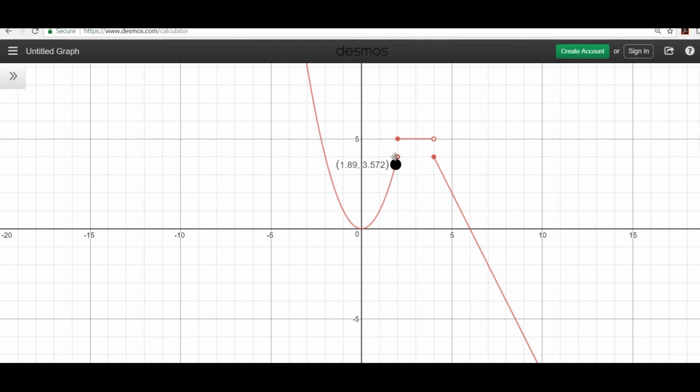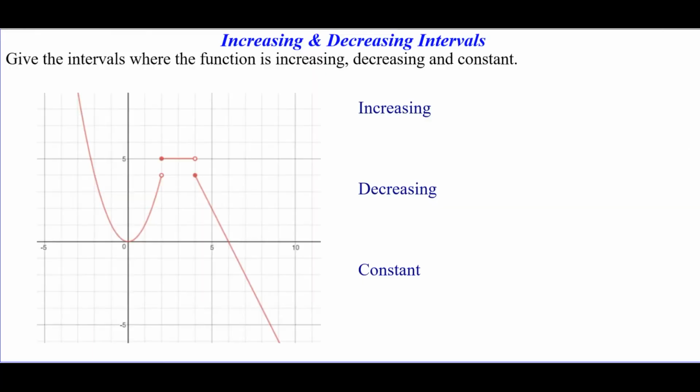And as we continue here, we're going to jump up to this next piece of this graph. And here my y value is staying constant at 5. So this is a constant region. And then as we keep going, we move back over to here where my y values are getting smaller. So I am again decreasing, and I would be decreasing forever. So we would continue over there forever.